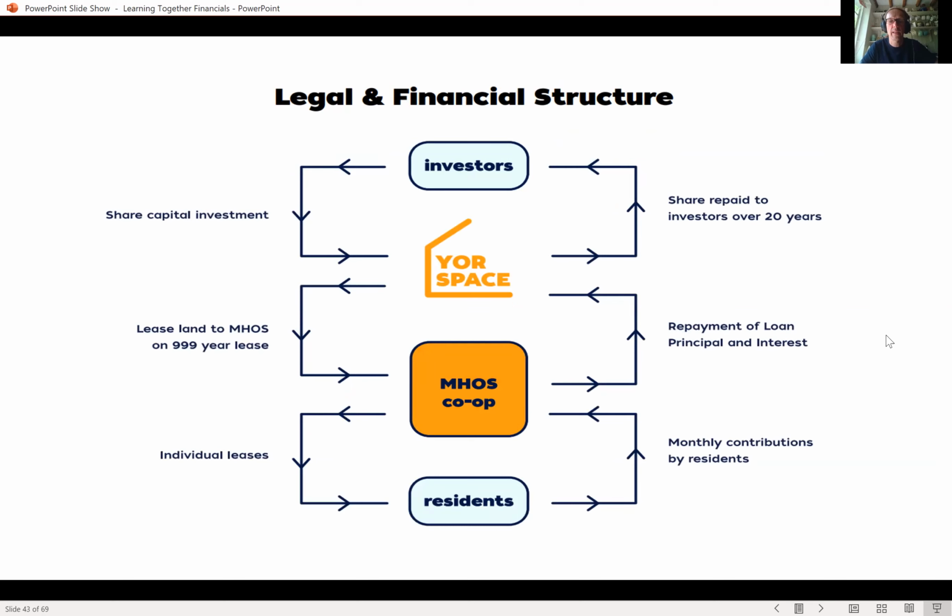And again, it's the Community Land Trust. Your Space will manage a lot of the relationships going on there between the investors, between the housing co-op, and then the housing co-op, you can see on the bottom part of that diagram, will manage the relationship with the residents and the members of the housing co-op. So you have very clear structures and relationship structures about how that's all going to work.